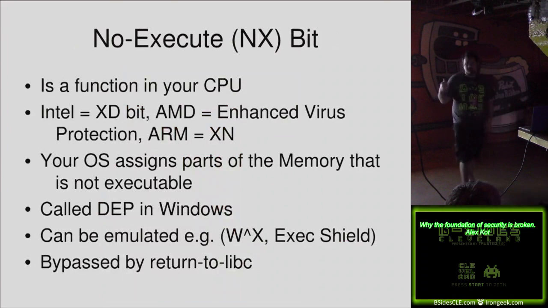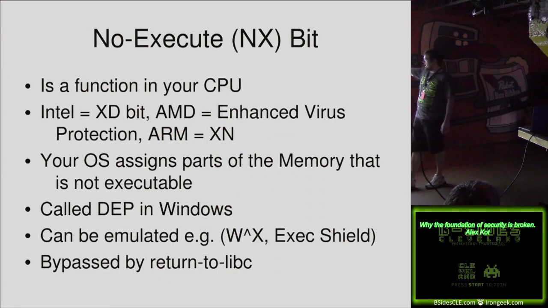So your NX bit, your no execute bit. It's this function in your CPU. Intel calls it the XD bit. AMD calls it Advanced Virus Protection. ARM is XN. Now this stuff's been out for a while, since 2003, maybe even before. I'm not even sure. Basically, your OS assigns a part of the memory that is not executable. So when your memory is called and you try to pop something in there, the CPU has this check saying this should never be executed in this range of memory. And your OS creates controls of that. In Windows, it's called DEP. You can emulate it through W^X or Exec Shield.